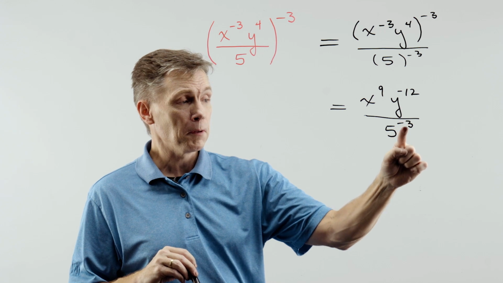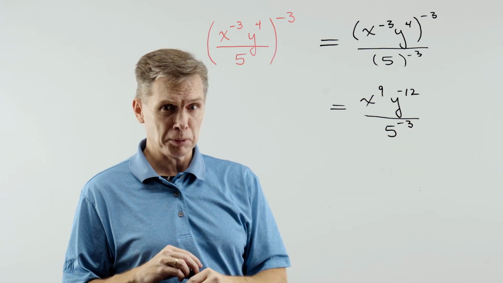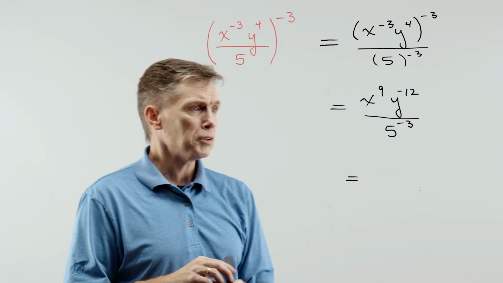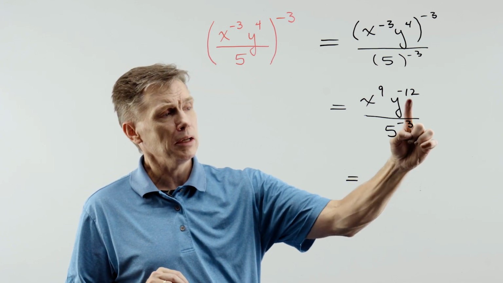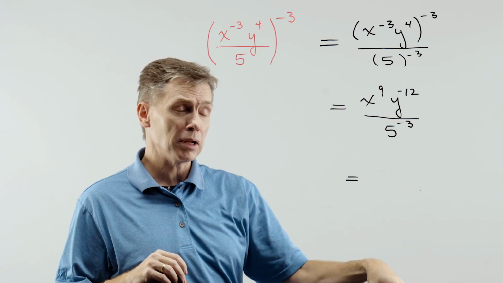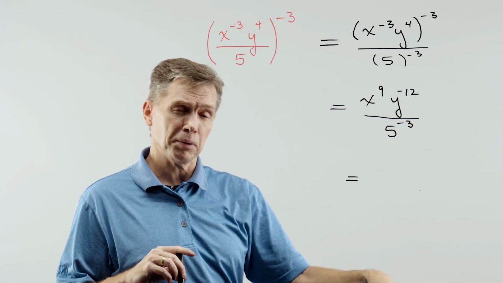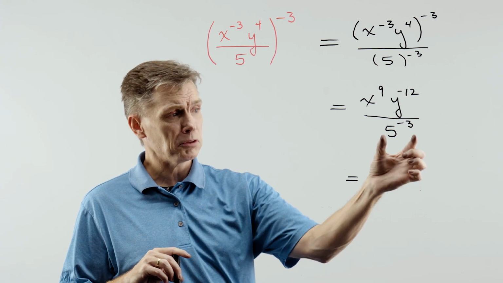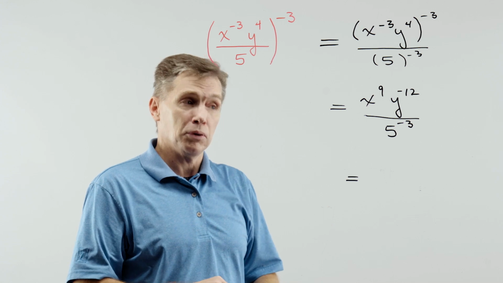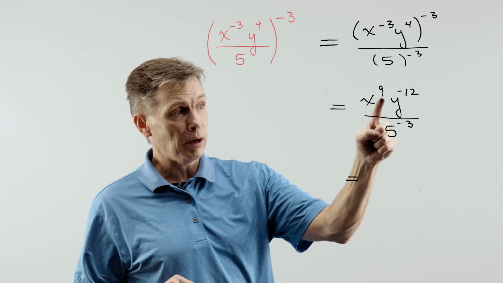Except the directions did say to rewrite this with just positive exponents, and I've definitely got some negatives going on there. So my next property of exponents is, don't forget that you can take like this y to the -12 that's in the numerator as a factor and move it down to the denominator and write it with a positive exponent. So I'll do the same thing with this 5 to the -3, which is downstairs. I'll move it upstairs.